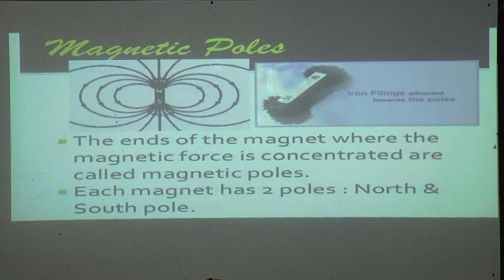Next, magnetic poles. The ends of the magnet where the magnetic force is concentrated are called the magnetic poles. Such a magnet has two poles, north and south. In our previous session we also saw that any magnet has two poles, one is a north pole and another is a south pole. These are the ends of the magnet where the magnetic force is concentrated. What does concentrated mean? See this picture.